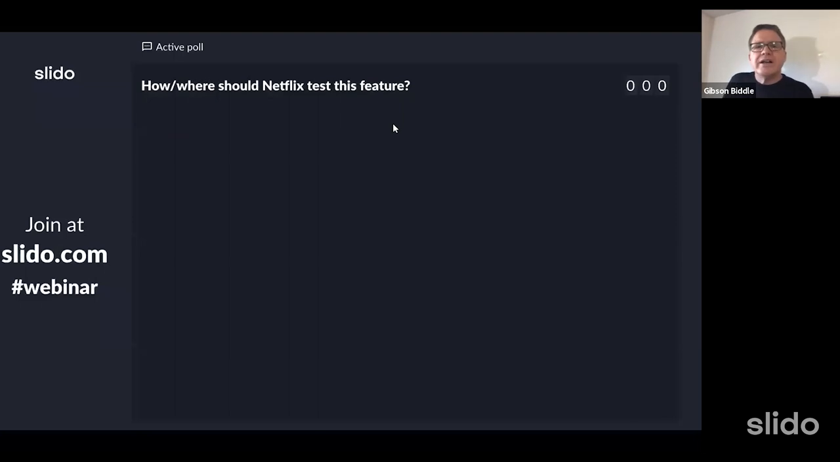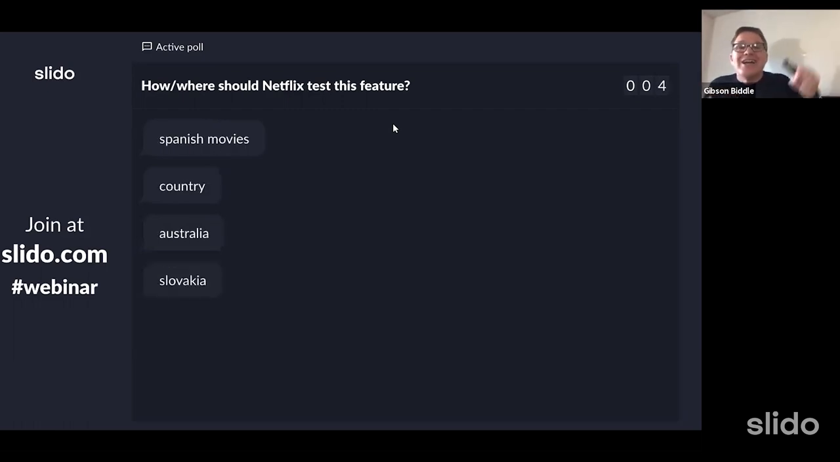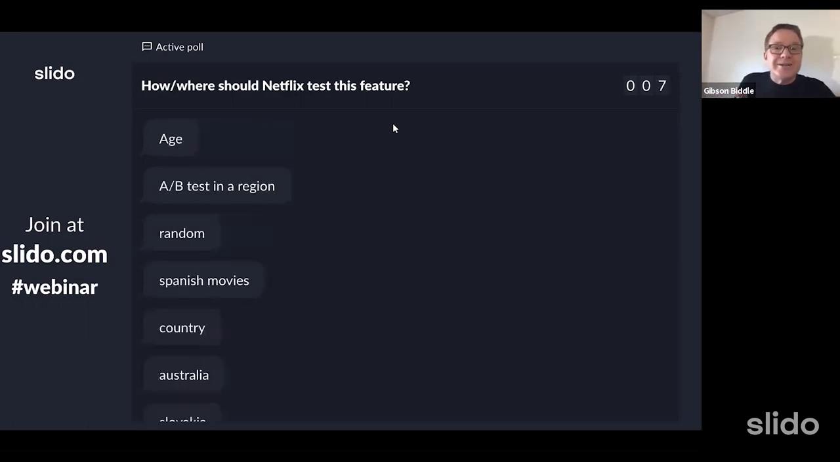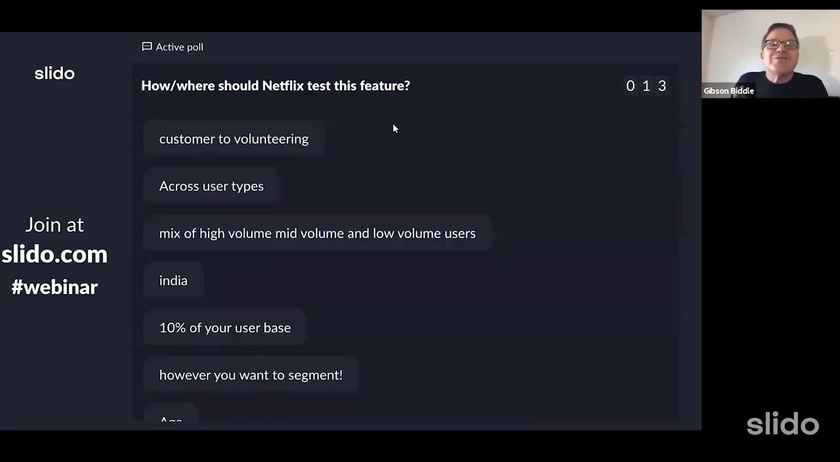How and where would you test this? You have the ability to limit it. And so what are the dimensions on which you'd limit? That's great. Only in Slovakia. Only in Australia. Cool. Okay, so you could do country. Give me some other ways of limiting. Okay, only Spanish content. That's a good idea. Do it in a region. Do it randomly. Just put it up to 1%. Only in 10, okay, good, subsets. Keep going. I want to see all the ideas.